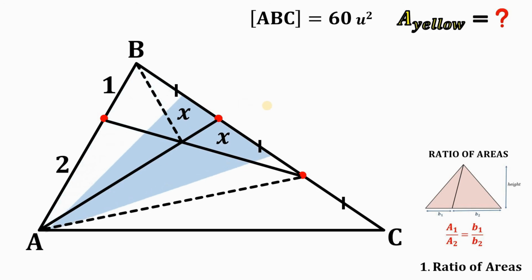These three triangles having the same height and the same base. Therefore, they have all the same area. Since the area of the whole triangle ABC is 60 square units, therefore each triangle having an area of 20 square units. So this is 20 square units, and this triangle right over here is also 20 square units. But we have here X square units. Therefore, this blue triangle having an area of 20 minus X square units.